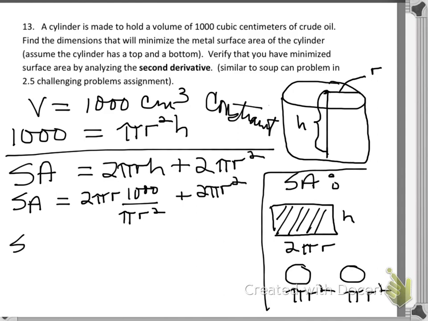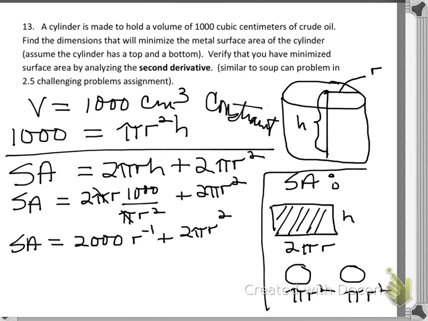Okay, let's clean it up a little bit more. Surface area equals, so 2 times 1,000 is 2,000. Then the pi's will cancel, and the r will be to the power of negative 1. So make sure you can see what I've just done. Plus the 2 pi r squared that we had previously.